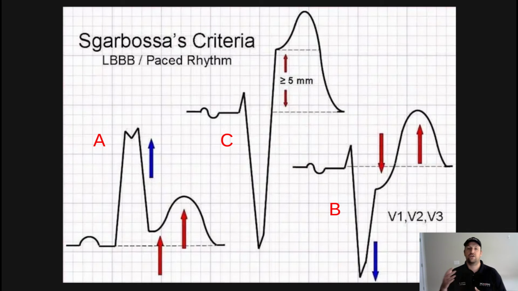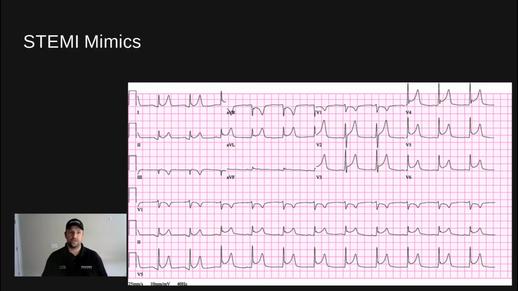So that's positive criteria. Again, it's discordant, going the opposite direction of the complex. In this case in C, the complex is pointing negative, down, and then it's ST elevation in the opposite way of the complex. This also meets criteria. For this third semi-mimic, let's evaluate the 12 lead.